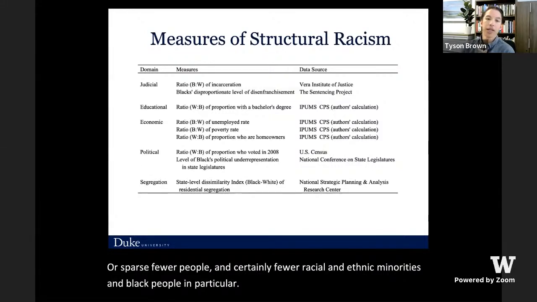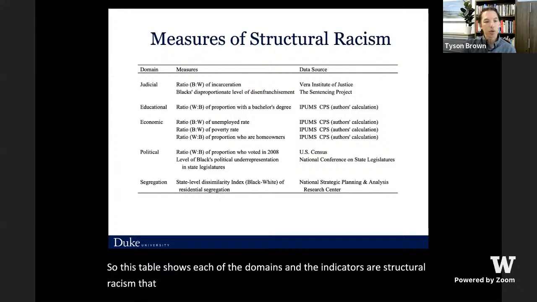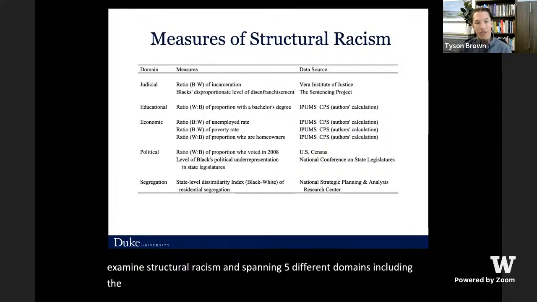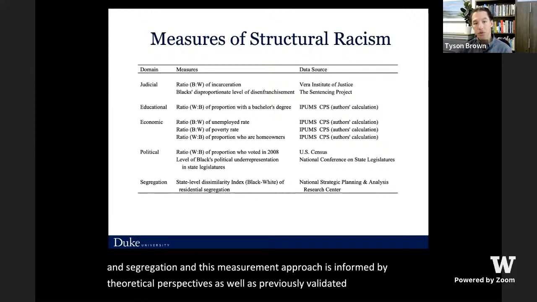So this table shows each of the domains and the indicators of structural racism that I examined. And again, we use publicly available data to examine structural racism, spanning 5 different domains, including the judicial system, education, economic resources, political participation, and segregation. And this measurement approach is informed by theoretical perspectives, as well as previously validated measures of state level structural racism.